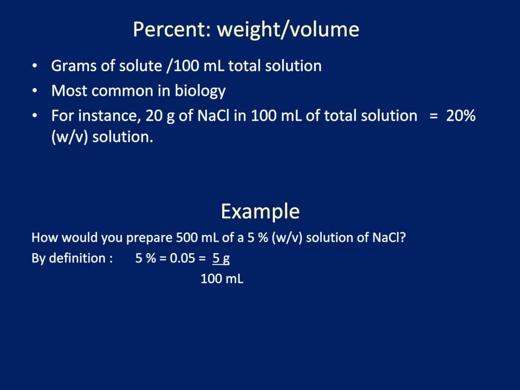Probably the most commonly used is weight to volume, which is the grams of solute per 100 ml total solution. This is very commonly used in biology. For instance, 20 grams of sodium chloride in 100 ml of total solution is a 20% weight to volume solution.